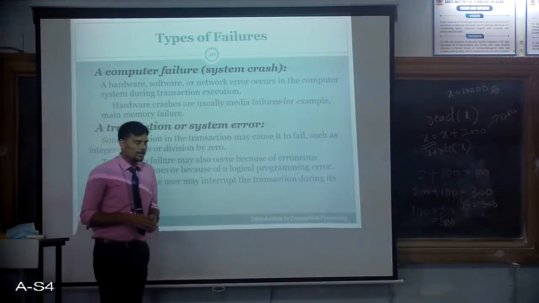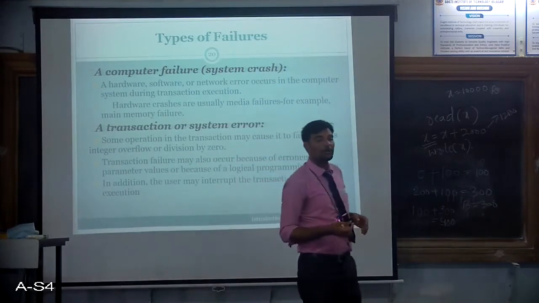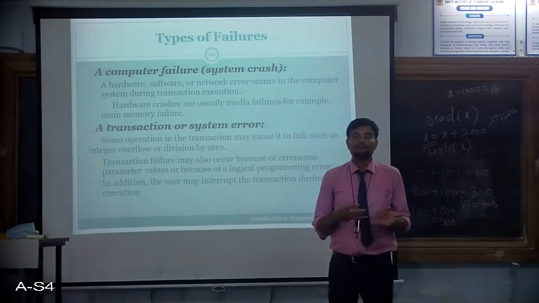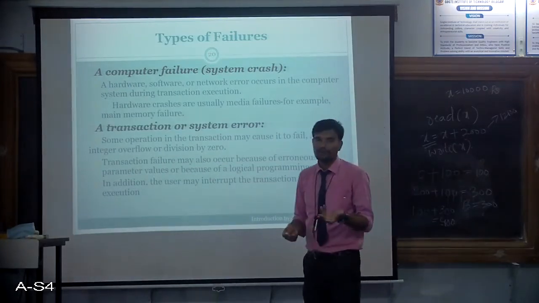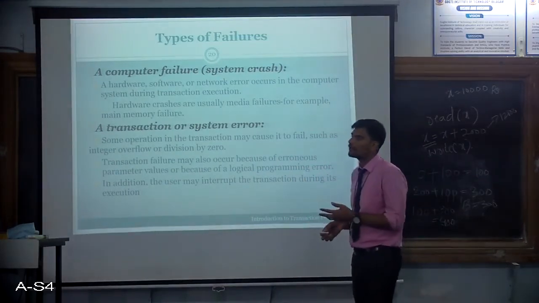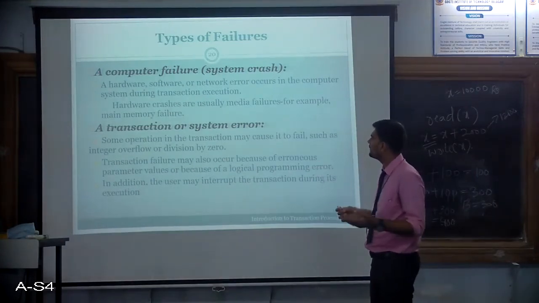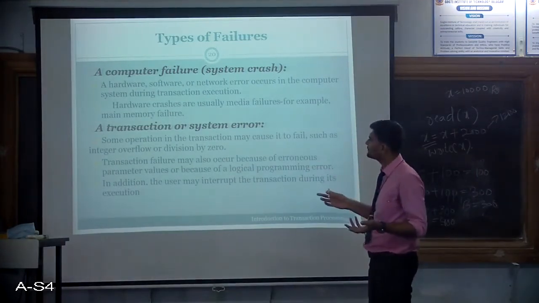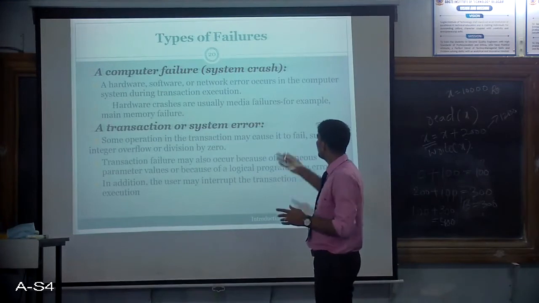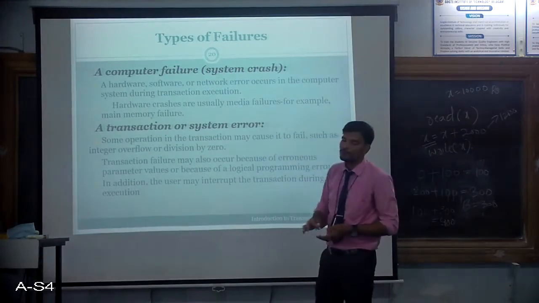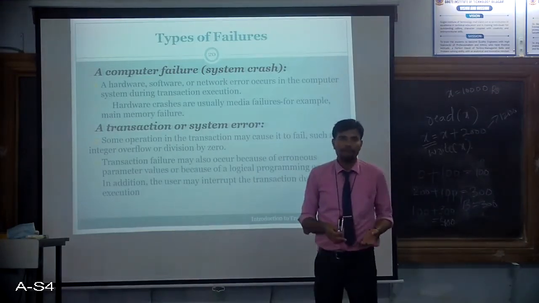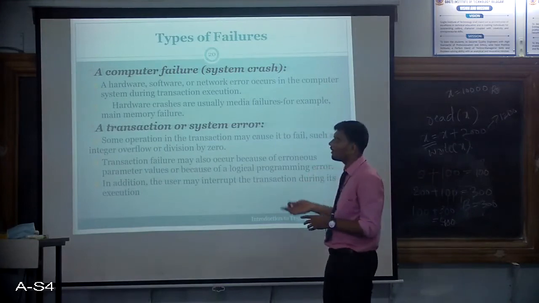So whenever you are performing a transaction, you may come across a number of failures, and when a failure occurs the transaction fails. There are different types of failures. First we have a computer failure or system crash. A computer failure occurs maybe because of a hardware, software or network error in the computer system during transaction execution. Hardware crashes are usually media failures, for example main memory failure. So computer failure occurs because of hardware failure, software failure or network error.